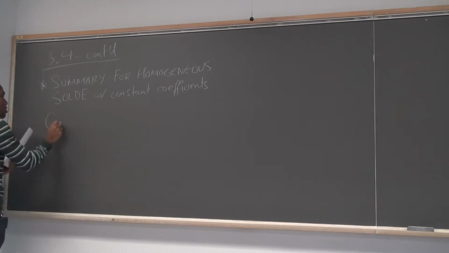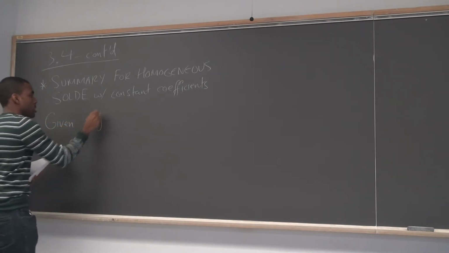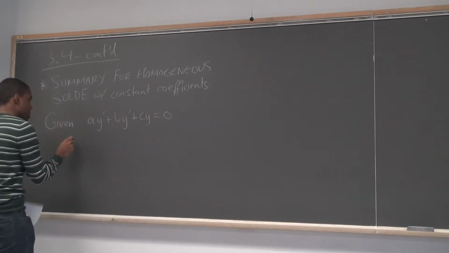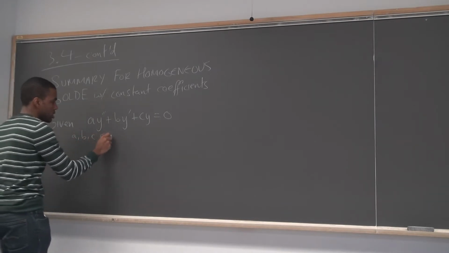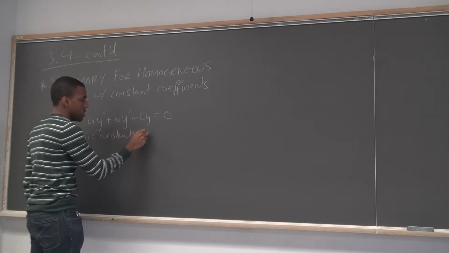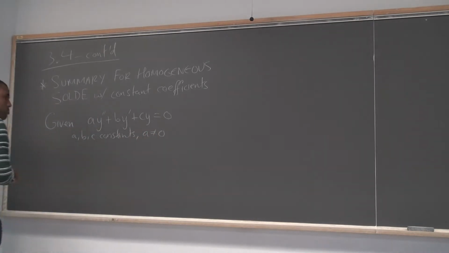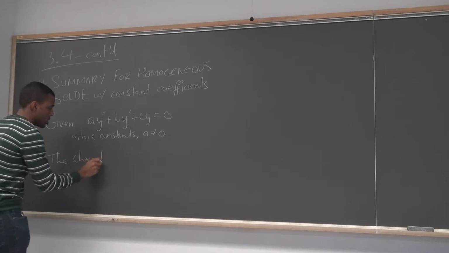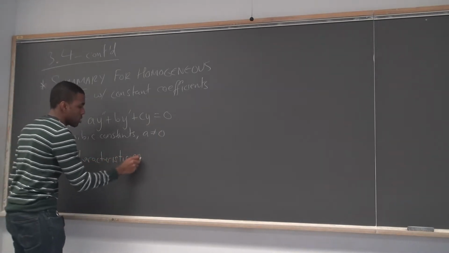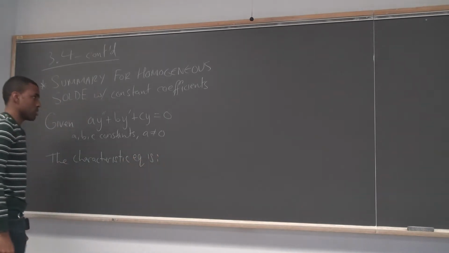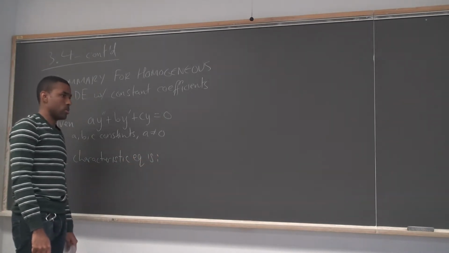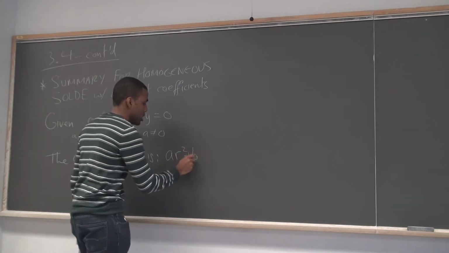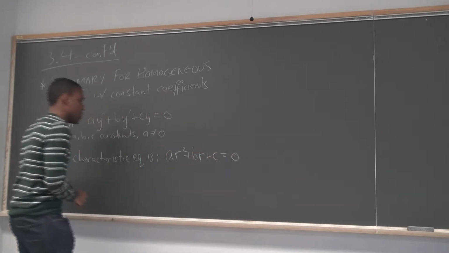So, given a second order linear homogeneous differential equation with ABC constants equal to zero, what is the characteristic equation for this differential equation? A r squared plus B r plus C equals 0.